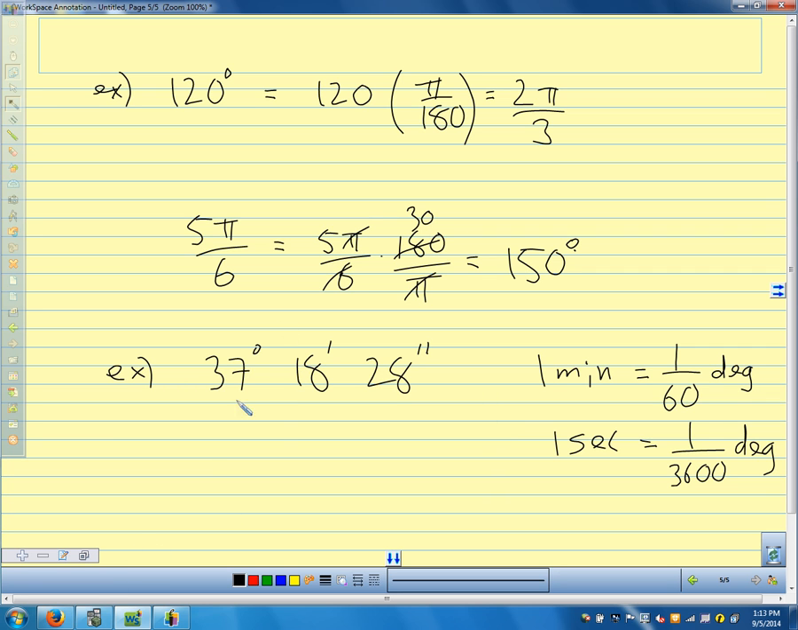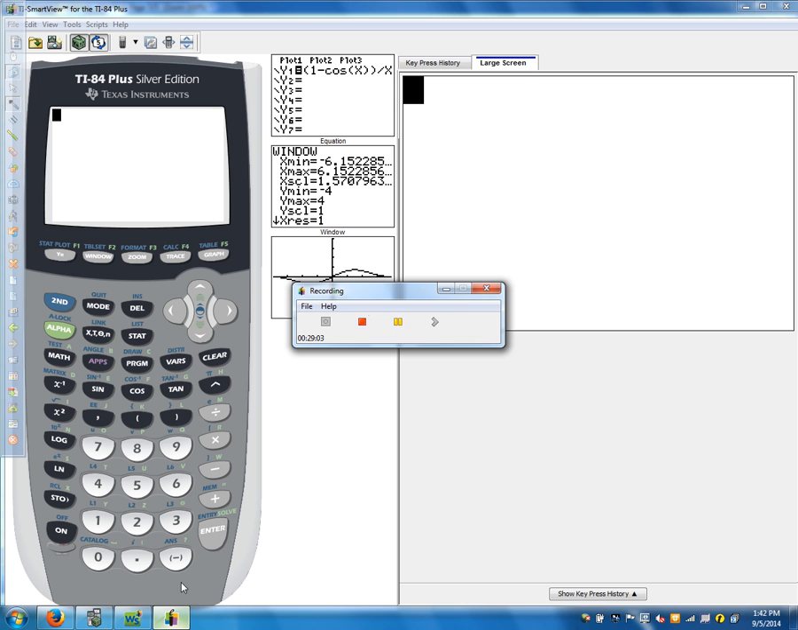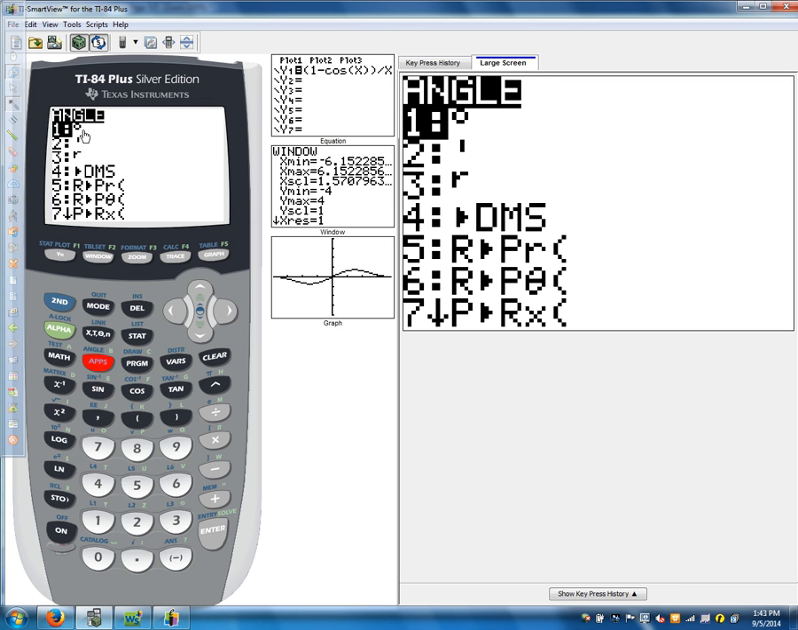So let me show you the key strokes on your calculator to do this conversion. Some of the problems have the angles in this format. So there's our calculator. I said 37 degrees, so I'm going to do 37. And then I'm going to go to the angle menu. The angle menu is above the apps button. I'm going to hit second and then that apps button. And then that first one is degrees. Go ahead, enter. There's 37 degrees.